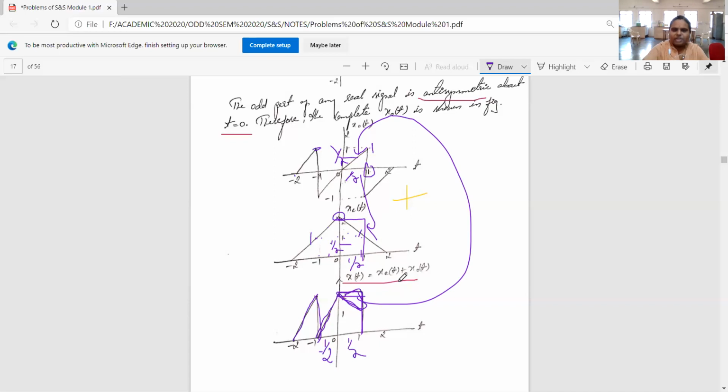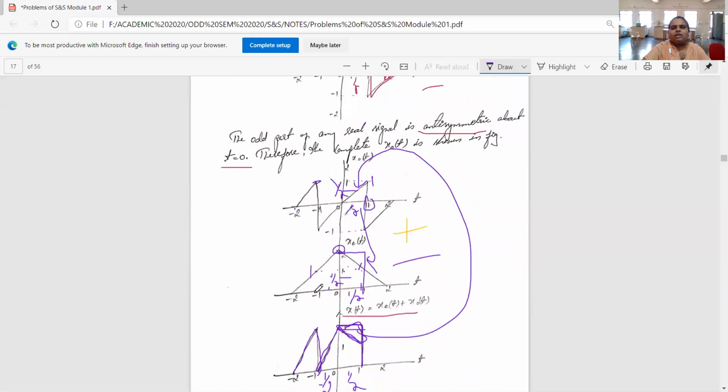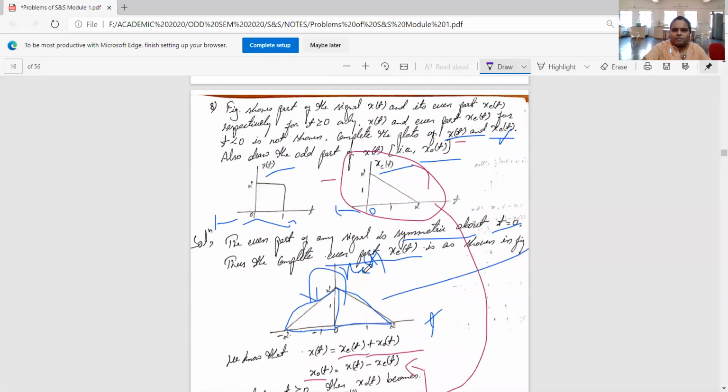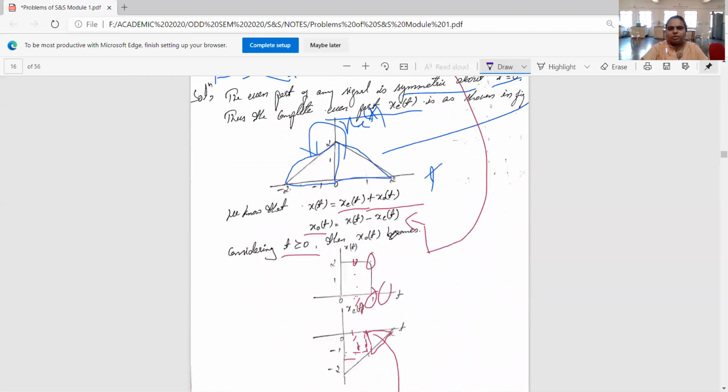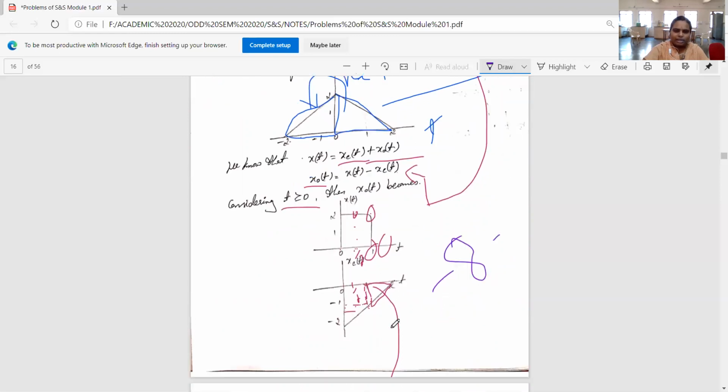This is how you will get your x of t signal, by adding the even part of the signal and also the odd part of the signal. This is how we have to solve when the signal is given. In terms of the part of the signal, if it is given, we are able to find our whole signal and also the odd part of the signal. This is what this problem will be asking, for 8 marks in the exam.